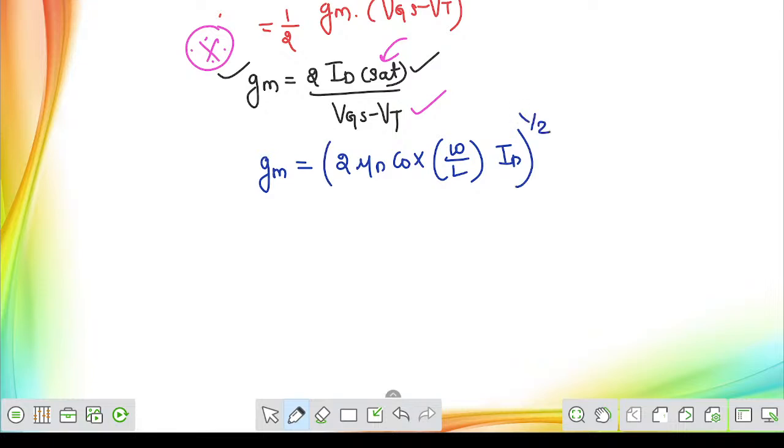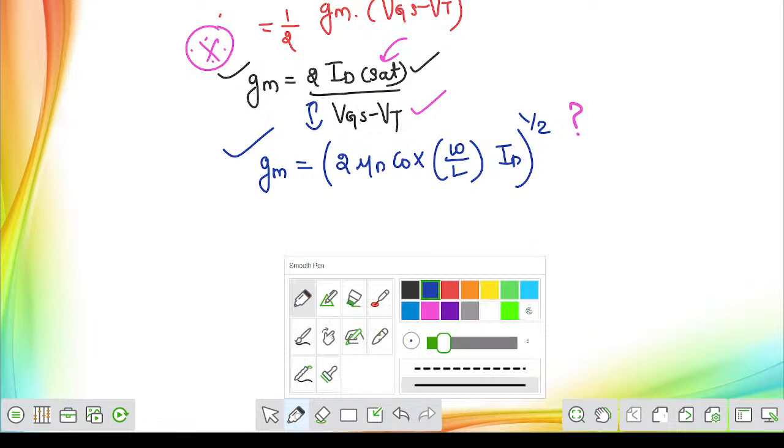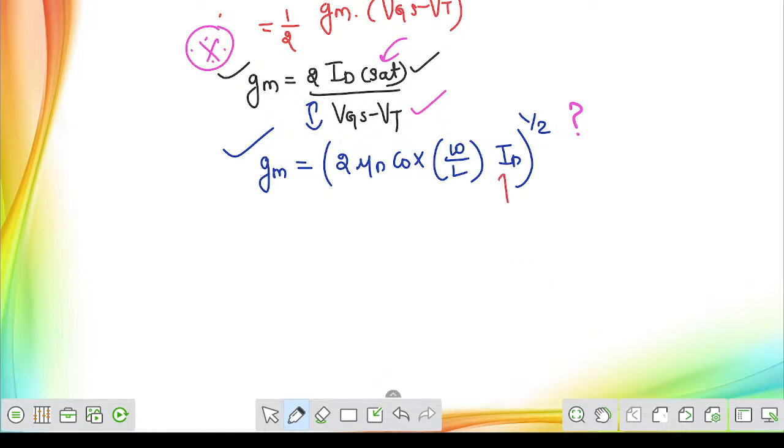Just cross examine how it came, sir. A small step. You can cross examine with the previous one and you will get this answer. Nothing much, I made small changes. If you compare the previous one with the present one, you can conclude what type of changes I have made here. Okay, so that is the other way. If the drain current alone is given and the mu n C ox and W by L ratio is given, then you can directly find the value of transconductance using this formula.